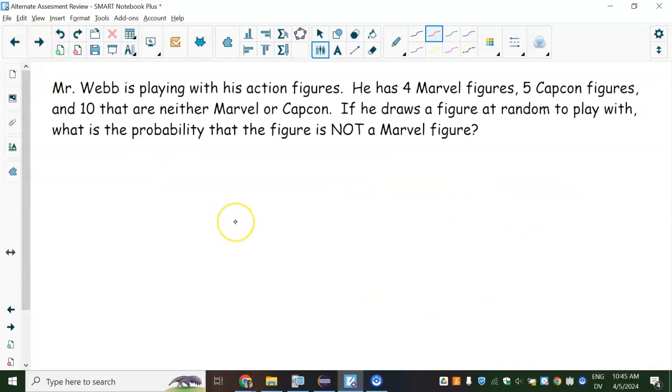Okay, next up, next geometry teacher here, we got Mr. Webb. He's got 4 marble figures, 5 Capcom, 10 that are neither marble or Capcom. He draws a figure at random to play with. What's the probability the figure is not a marble figure? Pause the video and see if you can make some sense of it.